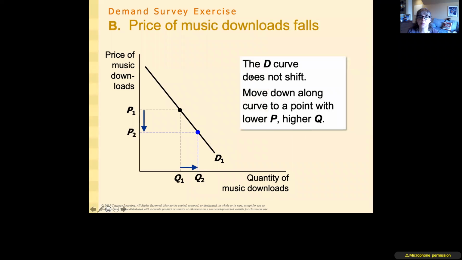Second one, the price of music downloads falls. This is a trick question, actually. Pricing on your own demand curve, increasing and decreasing, does what? Moves you along the curve. So all that's really happened here is the price went from P1 to P2. So we went from this point to the P2 price, and the new quantity now becomes Q2.